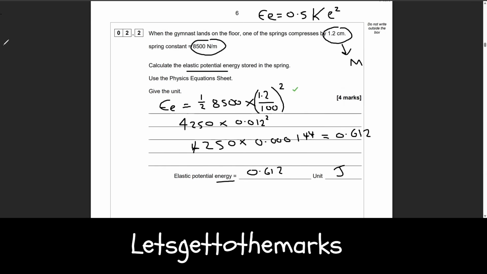So how are these marks awarded? You're going to get a mark for writing out the equation. You'll get a mark for converting 1.2 into 0.012, even if you flop the rest of it. Converting that into meters gets you a mark. If you didn't and you kept it as 1.2, you only lose 1 mark. You get error carried forward, so you can get the other 3. And then 1 mark for coming up with the answer, 0.612, and 1 mark for the units, joules. Wunderbar. Let's move on.